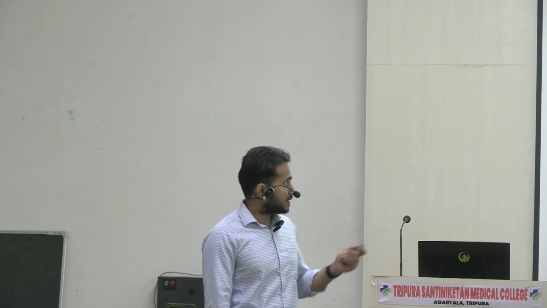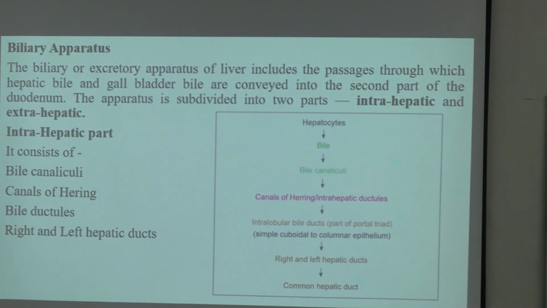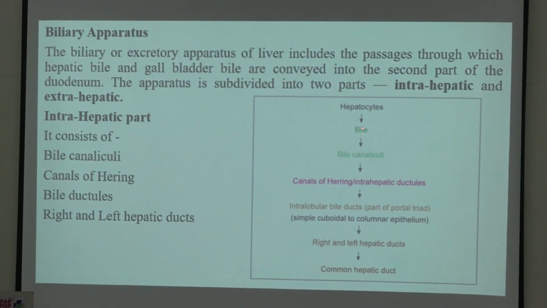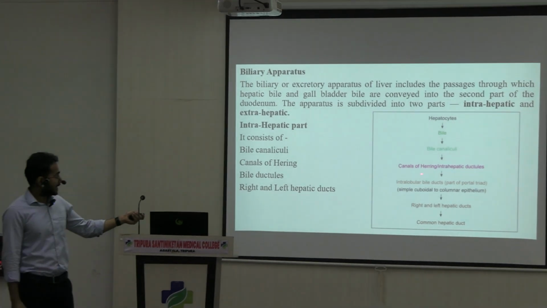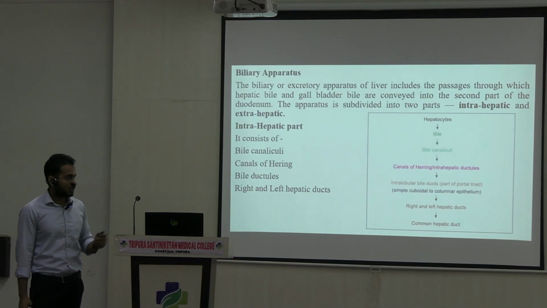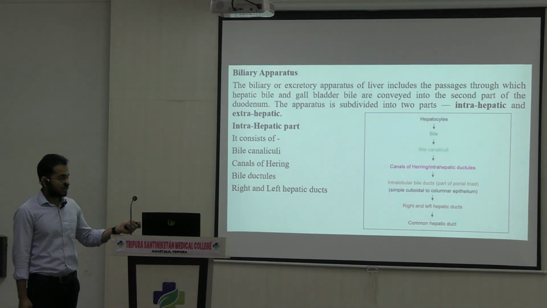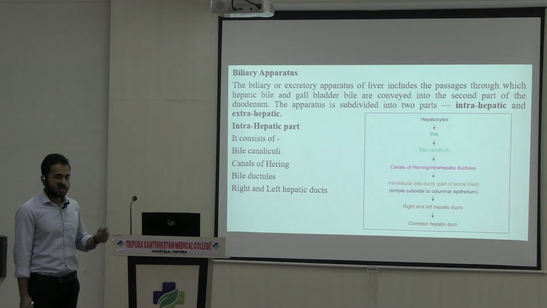Now here you can see the flow chart. With the help of the flow chart, you can see how the bile is flowing. First, it is produced by hepatocytes. The bile is produced, then flows through bile canaliculi. After that, there are the canals of Herring, also called intrahepatic ductules. Next, you can see intralobular bile ducts, which are a part of the portal triad. Then the right and left hepatic ducts join together to form the common hepatic duct.